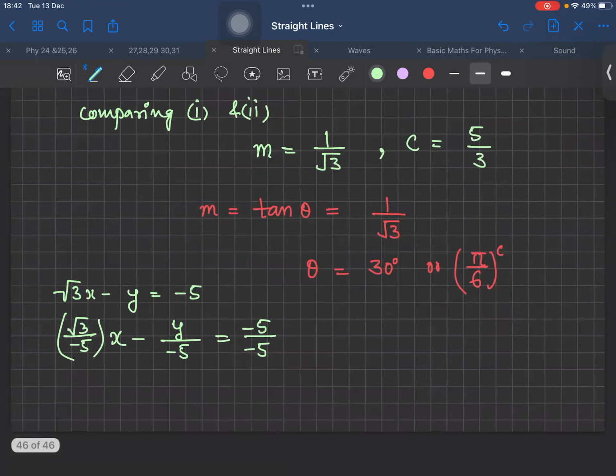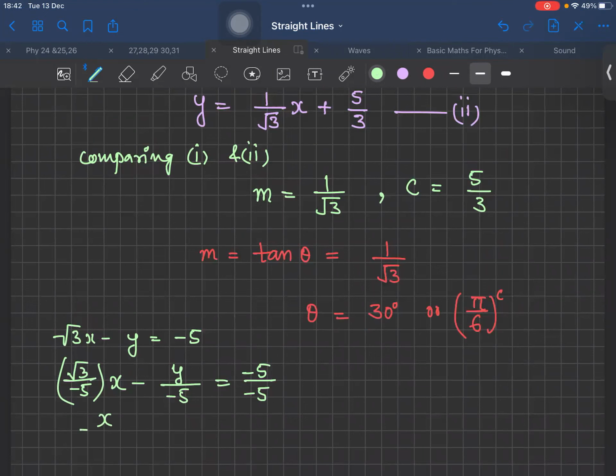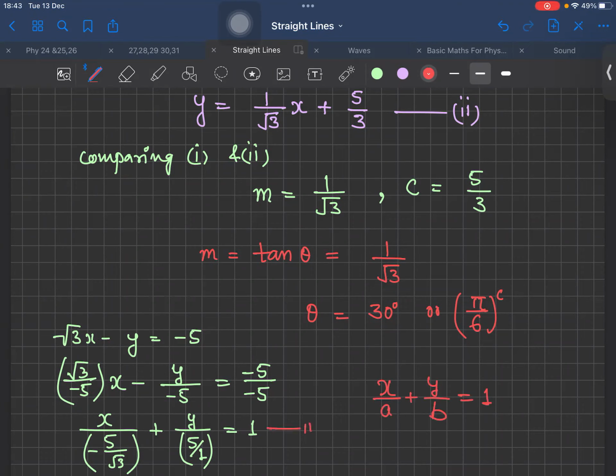First, let's write like that. So can we write this as x upon minus 5 upon root 3, plus y upon 5 by 1 or 5, and that is equal to 1? Now we know the intercept form of line. What is that? x upon a plus y upon b is equal to 1. If you compare this equation, let's say this is equation number 3 and equation number 4.